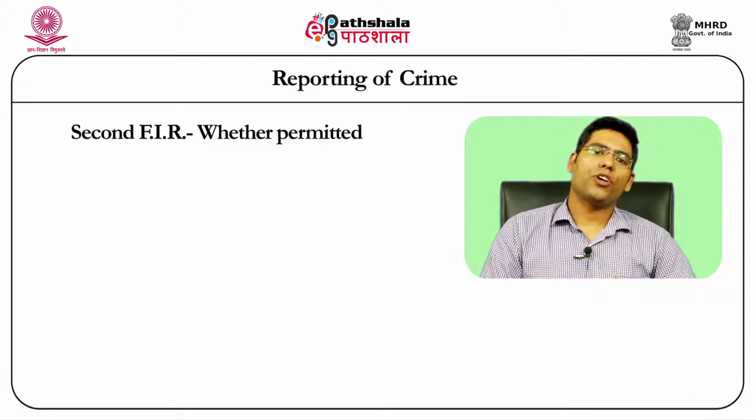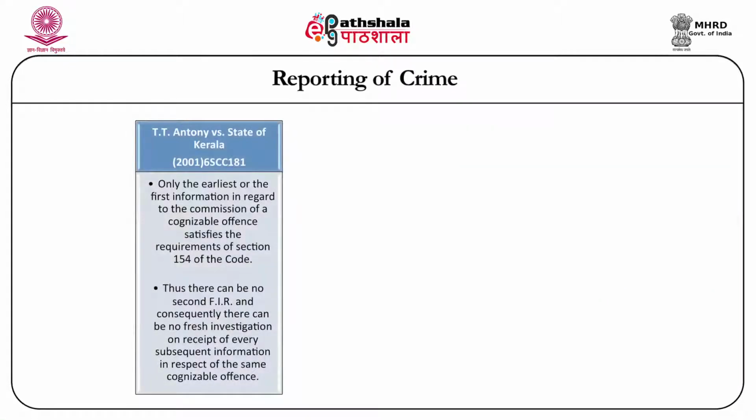As early as in 2001 in TT Antony v. State of Kerala, the Supreme Court came across this question of second FIR, and it was pointed out by the Supreme Court in this case that only the earliest information or first information in regard to the commission of a cognizable offence satisfies the requirement of section 154 of the code. Thus, there can be no second FIR and consequently there can be no fresh investigation on receipt of every subsequent information in respect of the same cognizable offence.